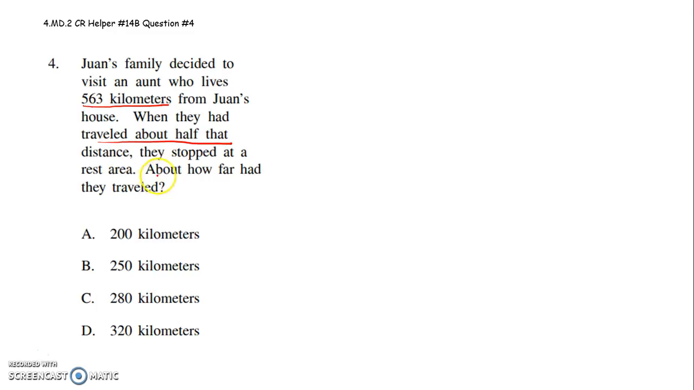Okay, so the fact that it says about tells me I want to work with numbers a little bit easier. So instead of 563, I think I'll say 560 total. So they have 560 total kilometers to travel, and when they've traveled half the distance, they're going to stop, and we want to know what that distance is. If I take 560 and I'm stopping halfway, I chop it in two. That will give me half the distance.